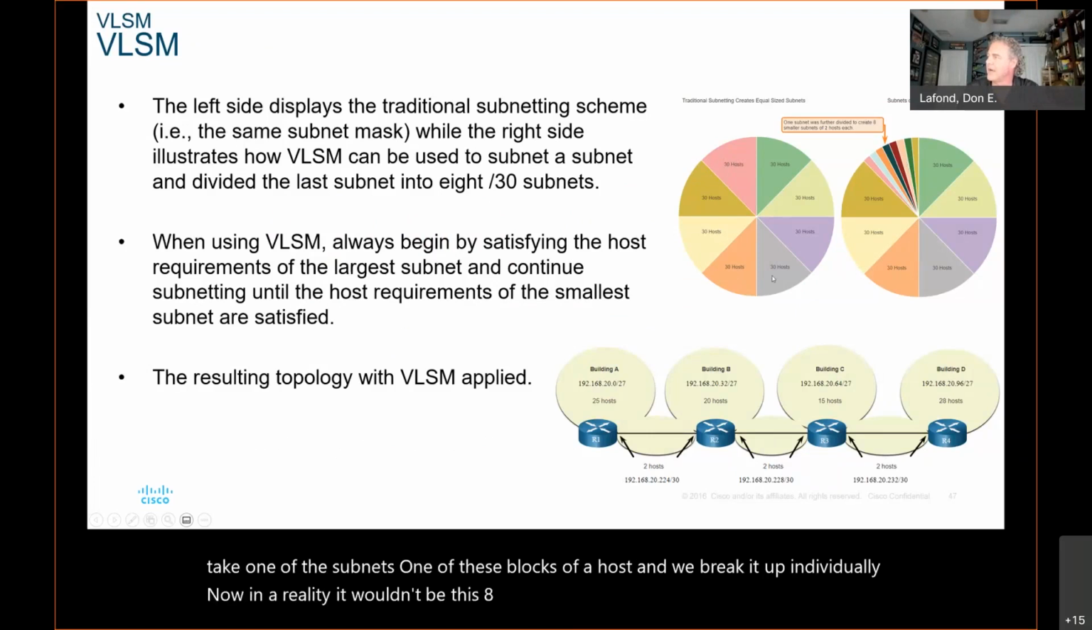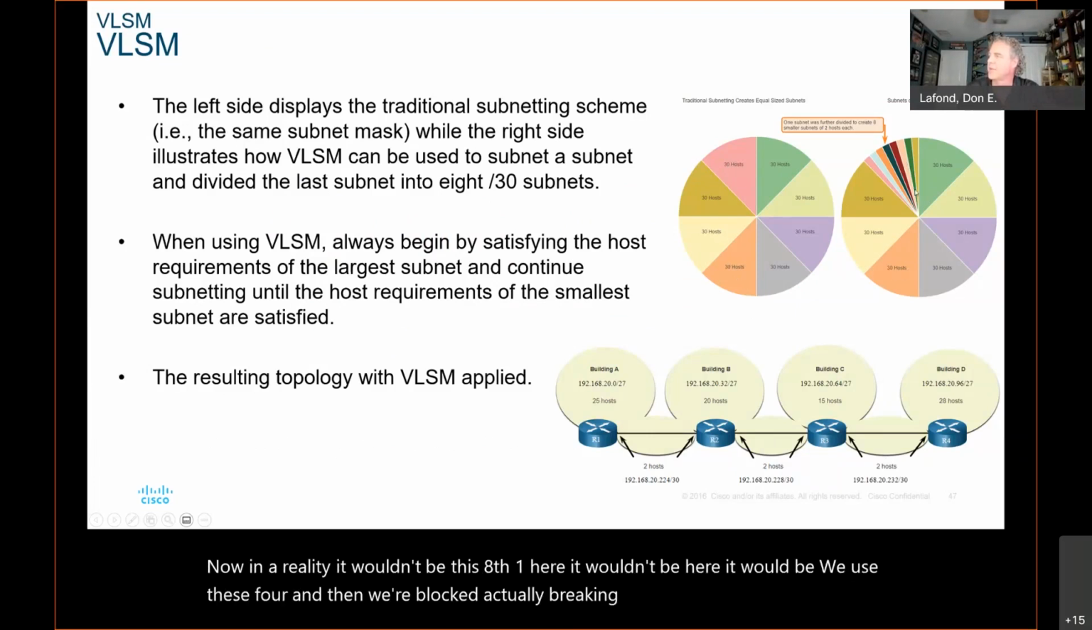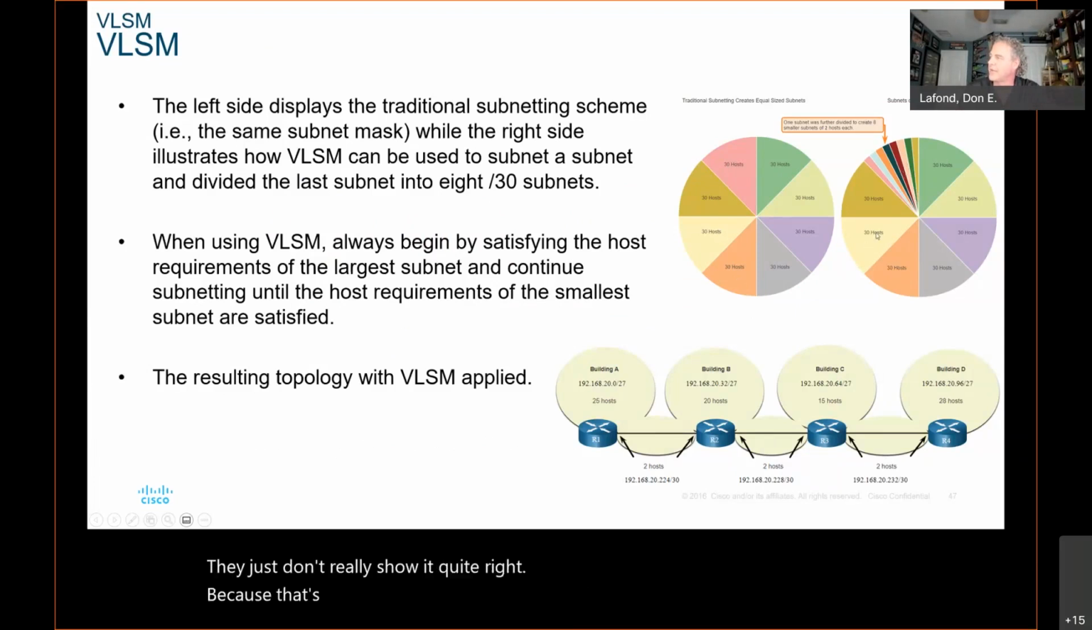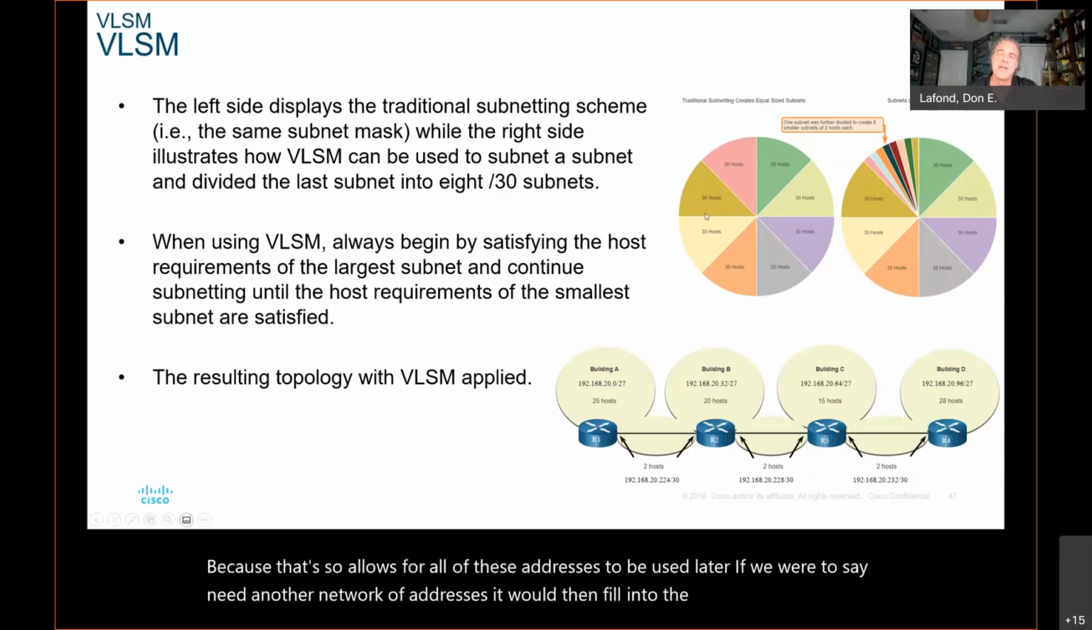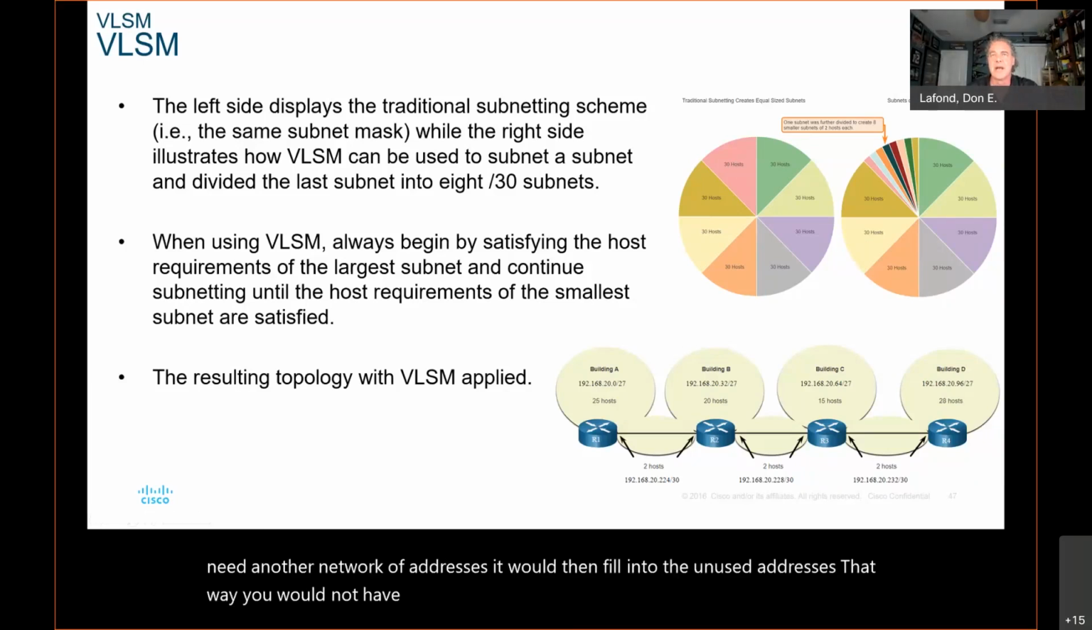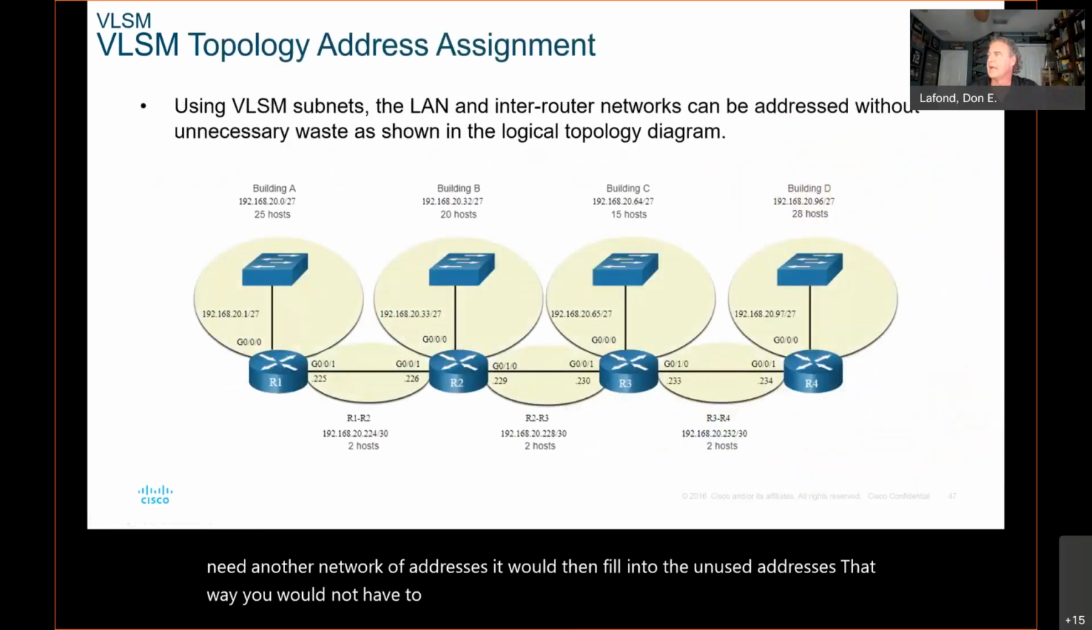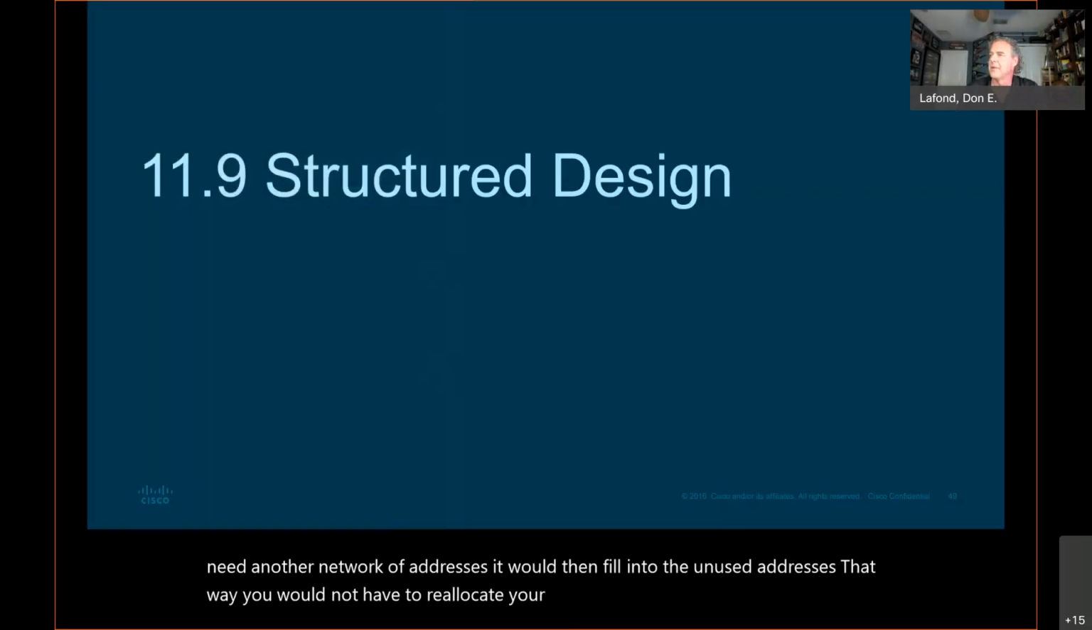Now, in reality, it wouldn't be this one here. We use these four, and then we're actually breaking up this one. They just don't really show it quite right, because that allows all of these addresses to be used later. If we needed another network, it would then fill into the unused addresses. That way you would not have to reallocate your addresses.